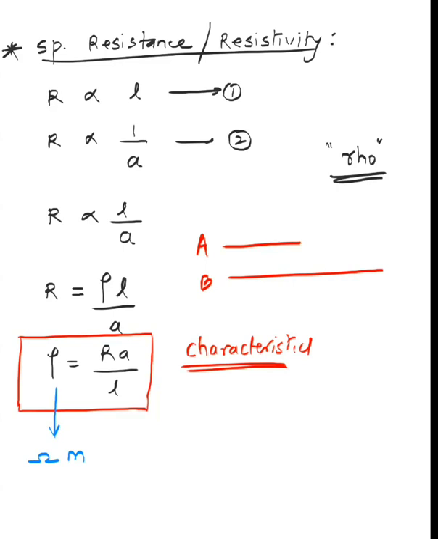Resistivity will be the... So can you finish? The resistivity is the resistance offered by a unit area of cross section and unit length. Can you repeat the whole definition again? Resistivity is the resistance offered by a wire of unit area of cross section and unit length.